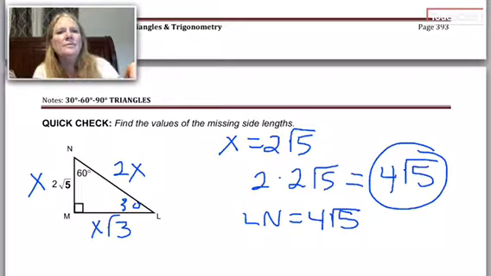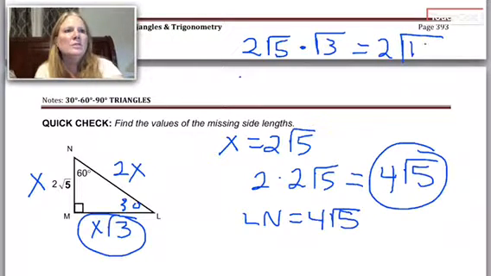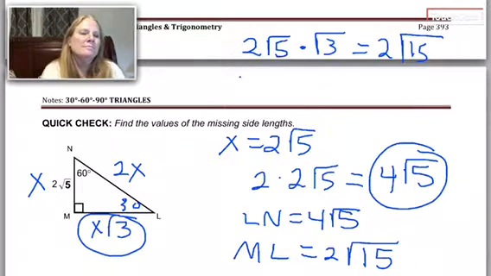Now, X square root of 3, you're going to take X, which is 2 square root of 5, and multiply it by the square root of 3, which equals 2 square root of 15. So ML is 2 square root of 15. You can't simplify that any further.